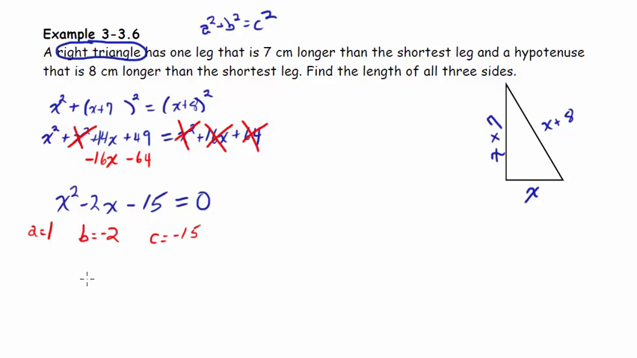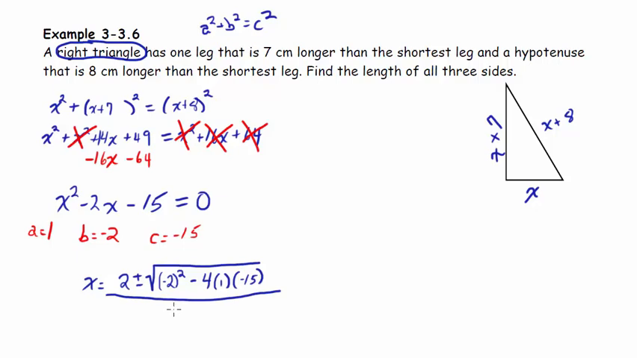So if we use our quadratic formula, we're going to have two values: one negative b plus the square root, and one negative b minus the square root. So negative b, negative 2, is positive 2. And then we're going to have one plus and one minus the square root of b squared, so that would be (-2) squared, minus 4 times a, well, a is 1, times c, which is -15, all over 2 times a, which is 1.